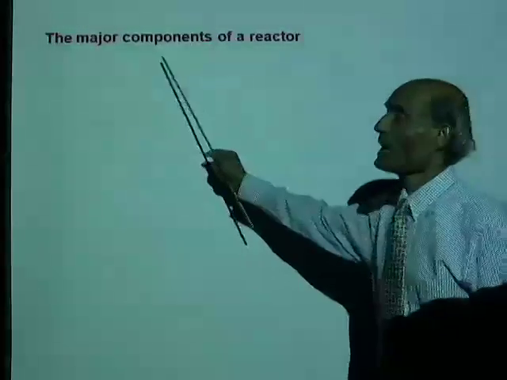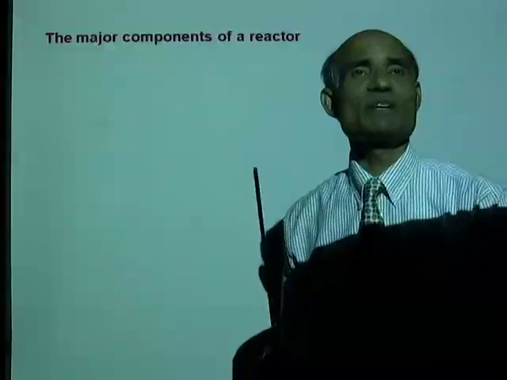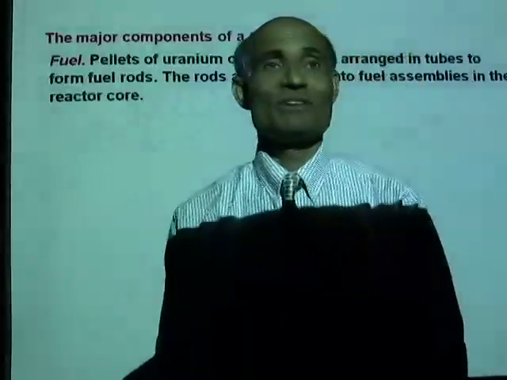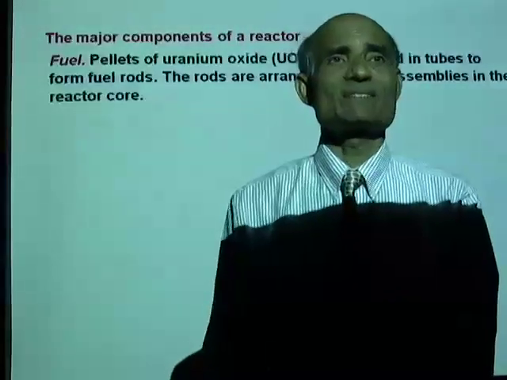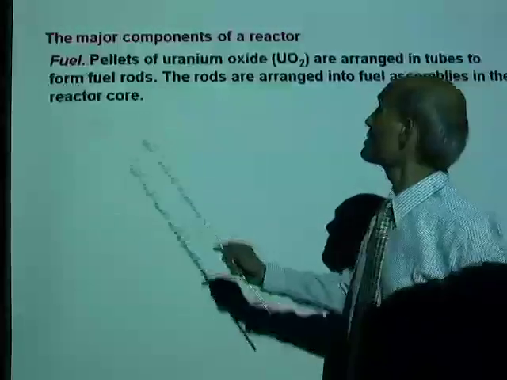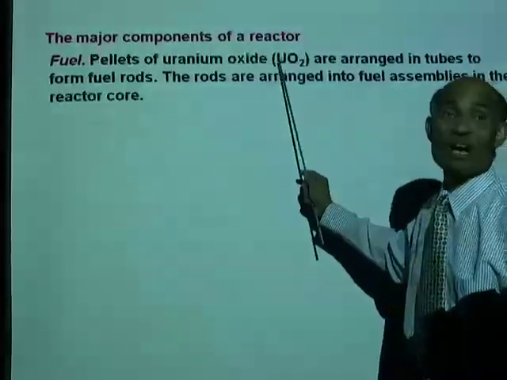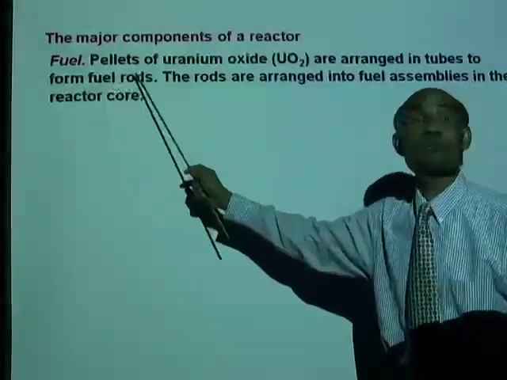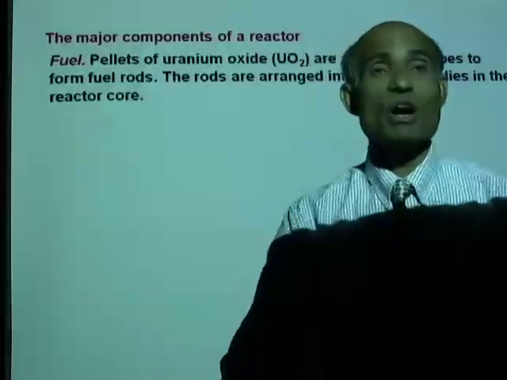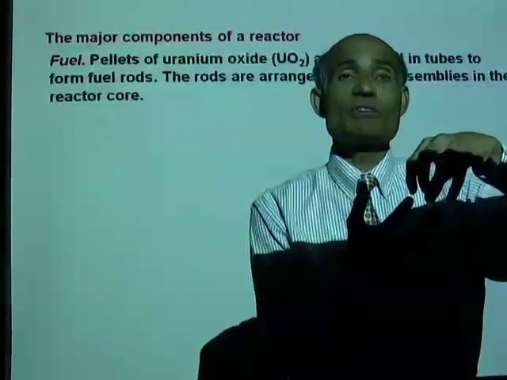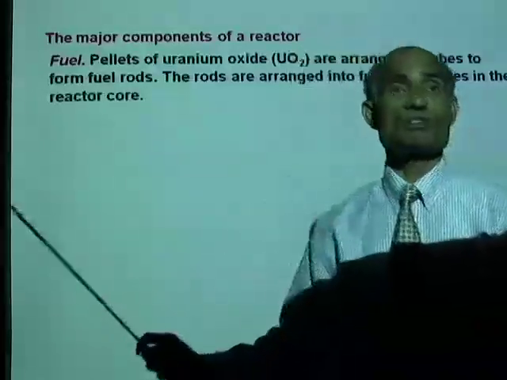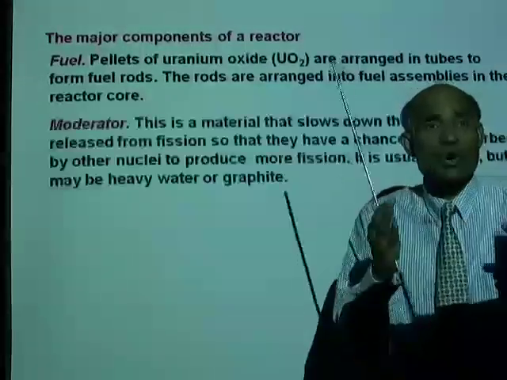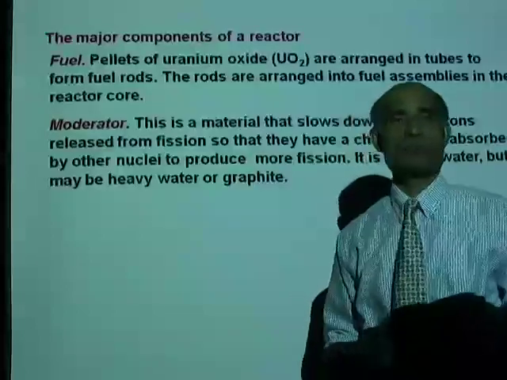All right. What are the major components of a nuclear reactor? Of course, fuel. What is the fuel used in a nuclear reactor? The fuel used in a nuclear reactor is pellets of uranium oxide, UO2. And they are arranged in tubes to form the fuel rods. So, uranium oxide in steel rods form what are called fuel rods. The rods are arranged into fuel assemblies in the reactor core at the center. I'll show you a diagram as we go on.